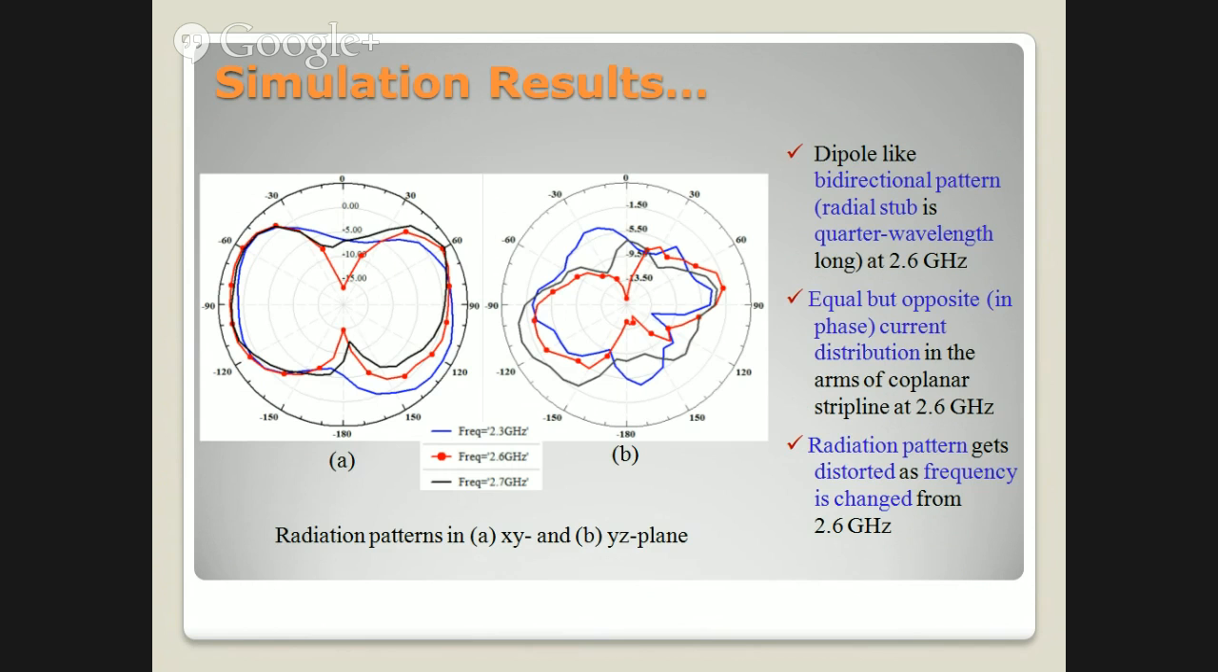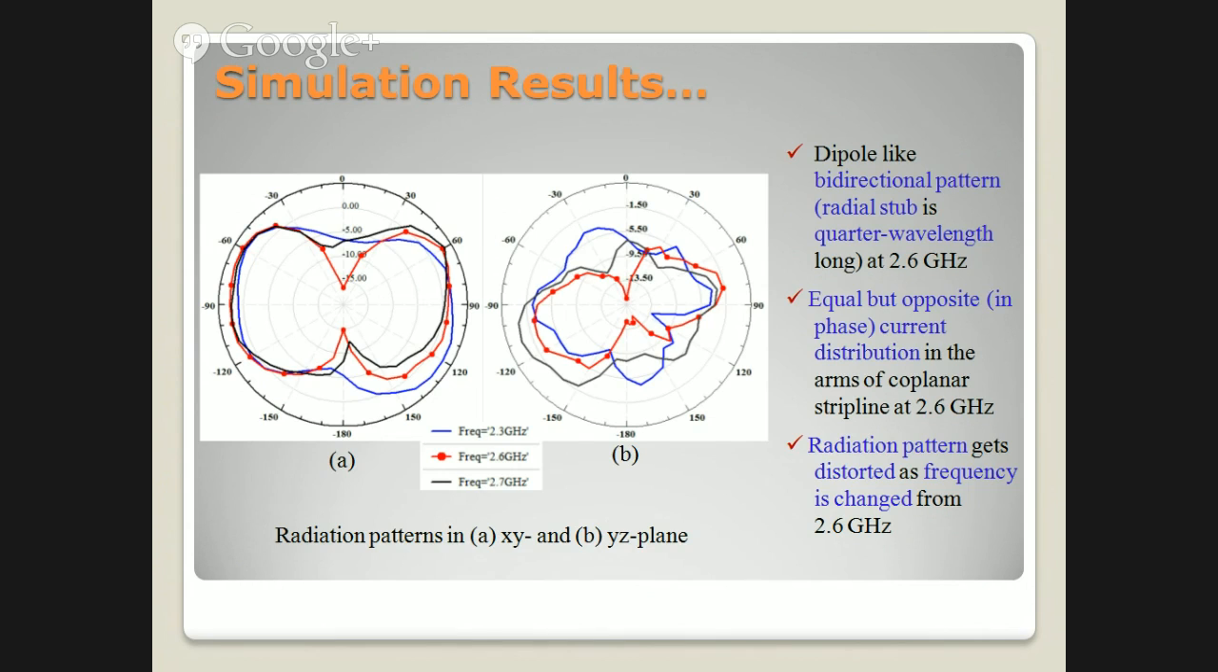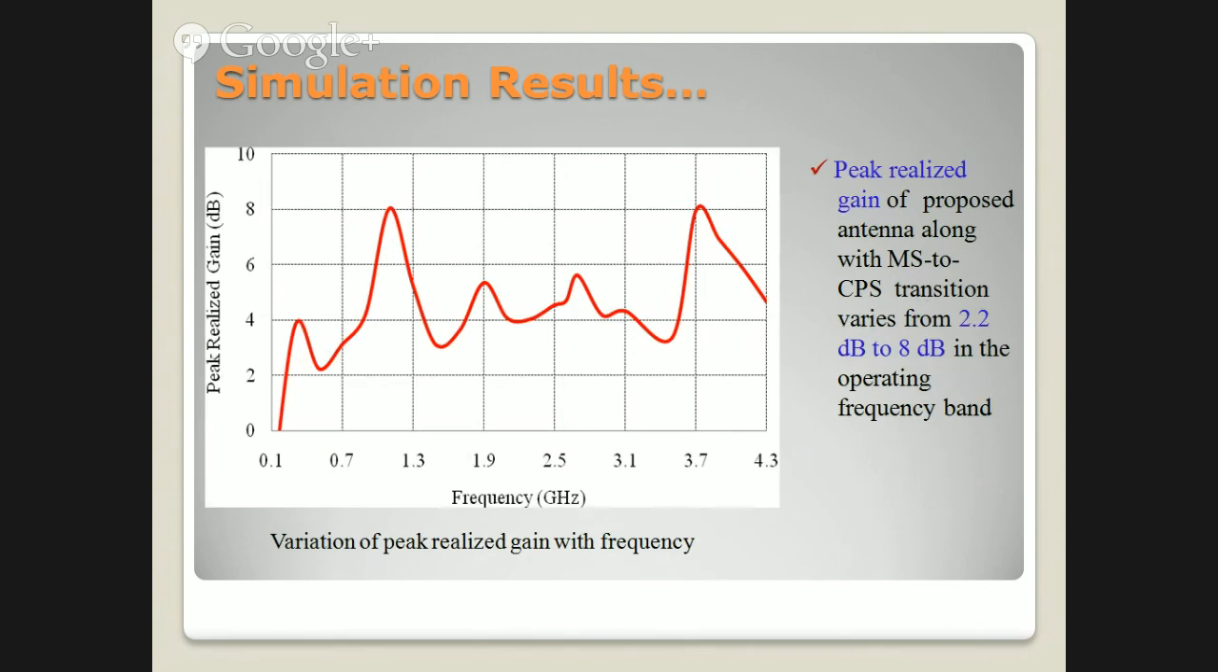The radiation pattern of the antenna in the vertical plane at 2.6 gigahertz is bidirectional. But as we change the frequency, the radiation pattern gets distorted. And the peak realized gain varies from 2.2 to 8 dB in the operating frequency region.